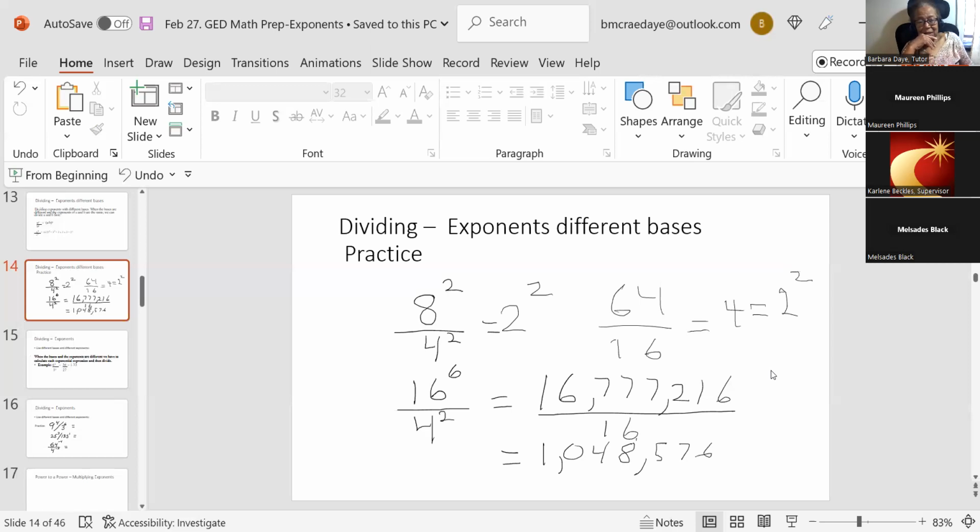The exponent for this answer. No, this is the answer right here. That's where we stop. That's the answer. Oh Lord, I forgot I'm doing it. Yeah, that's the one answer.